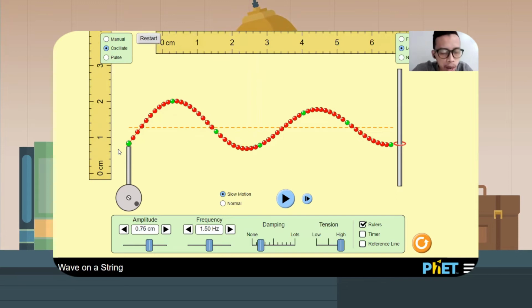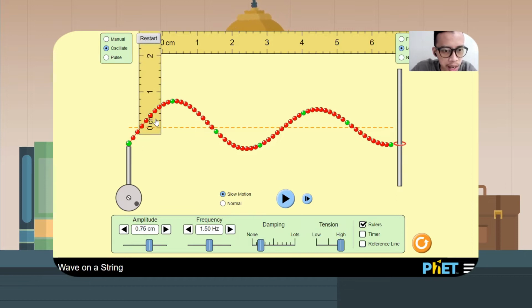Okay, the next one is amplitude. This one is simpler and easier to understand, because the definition of amplitude is just the maximum displacement. From these waves, we can identify the maximum displacement is here, right? The maximum displacement. So we can just measure again.